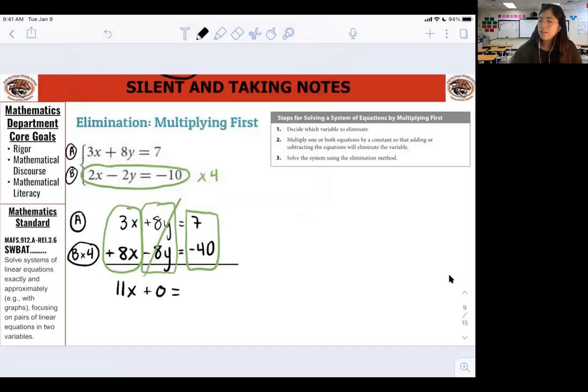Negative 33. Because I'm starting with 7 and I'm taking away 40. So negative 33. And that means I have 11x equals negative 33. I divide both sides by 11. And what do I get? Negative 3.